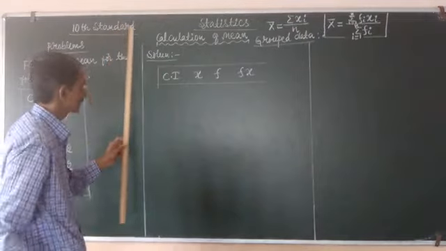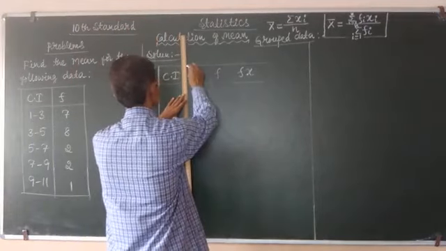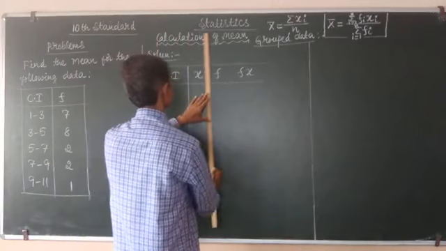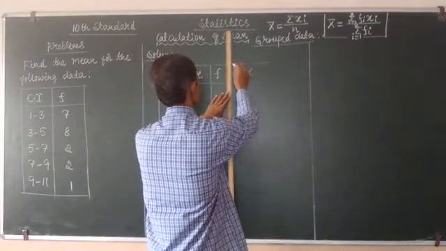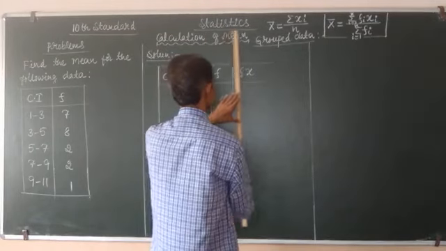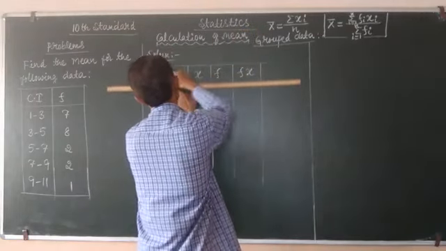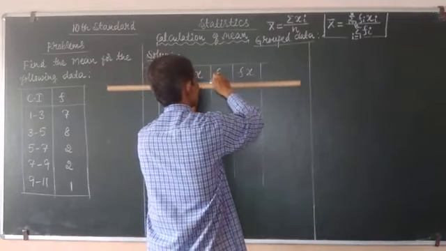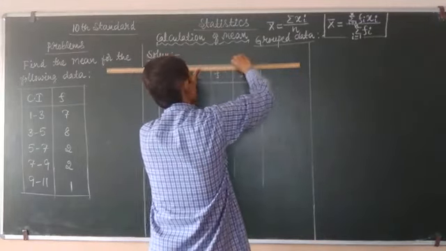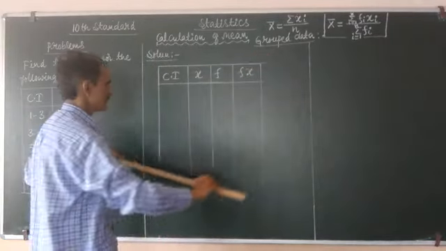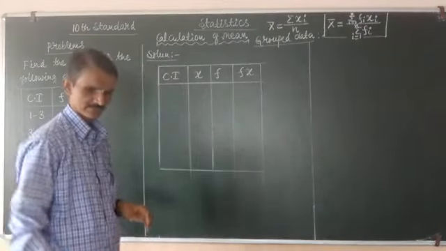Now we have to write all the class intervals. Students, there is a small difference between the previous problem and this problem. In the previous problem, directly they have given the scores x. They have given a value of x and f. But here we have to find out the value of x. They have given the class interval.